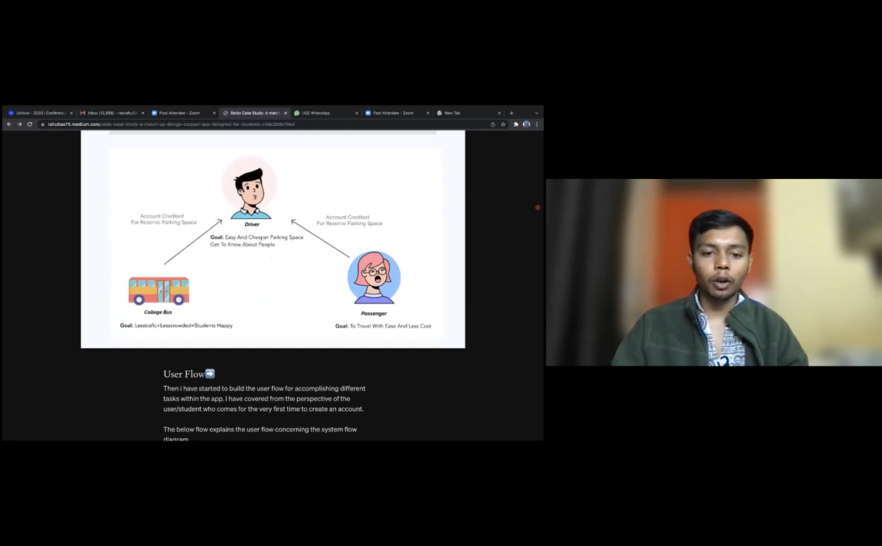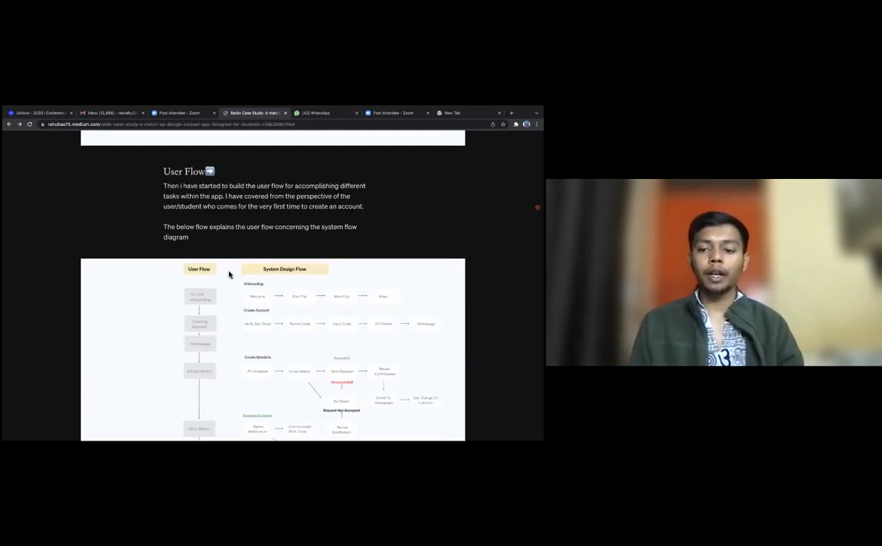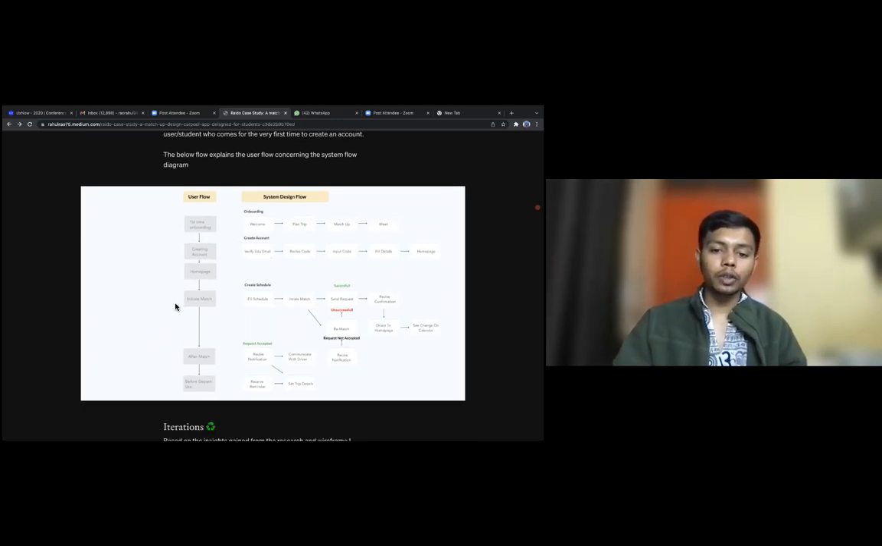Now let's talk about the user flow. So what does user flow actually mean? User flow means when a user comes to your app for the very first time, what is the flow that he goes through? You have to mention those in your user flow: how he's coming into the app, how he's using all the features, how he's creating the account, and how he is successfully exiting or closing the app.